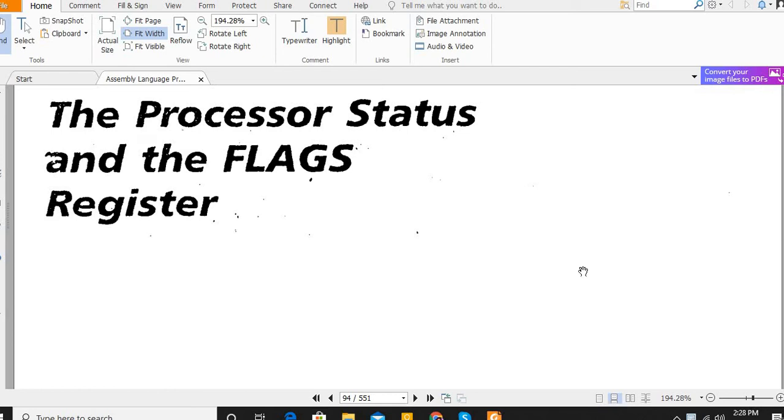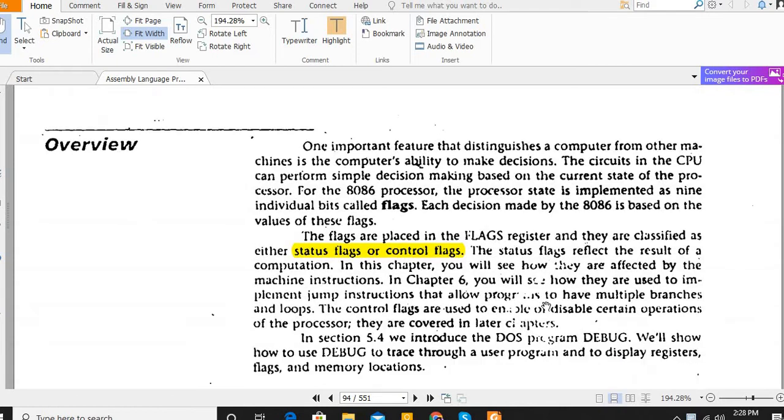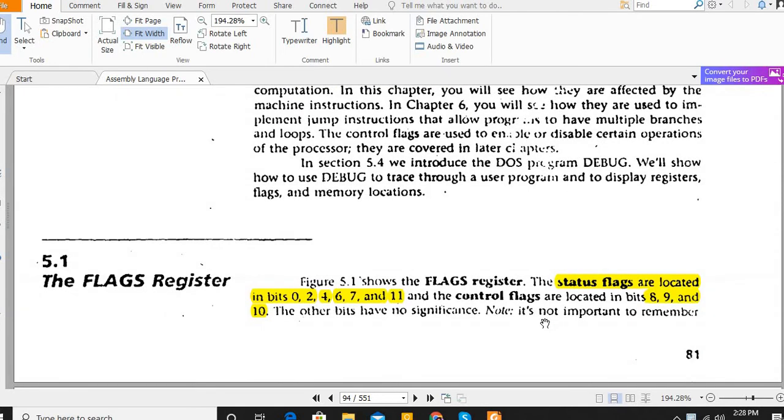Welcome. In this video, today I am going to discuss the processor status and the flag registers of the 8086 microprocessor. The central processing unit in a microprocessor can make decisions based on the current state of the microprocessor, and the flag register in the 8086 microprocessor can be classified into status flags and control flags.